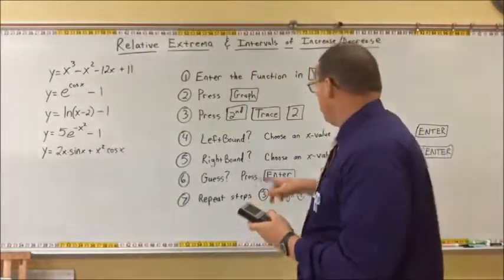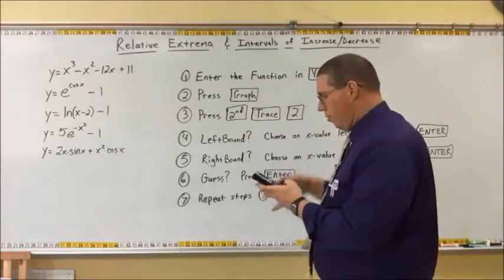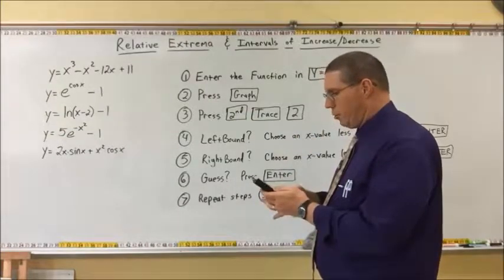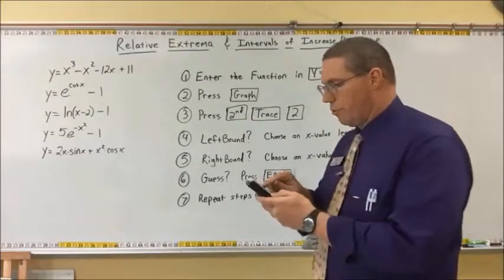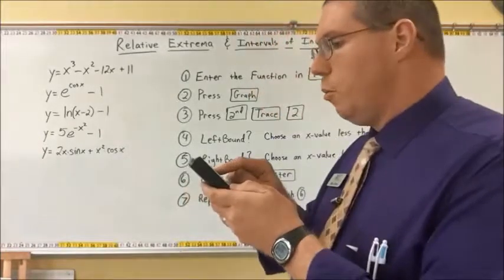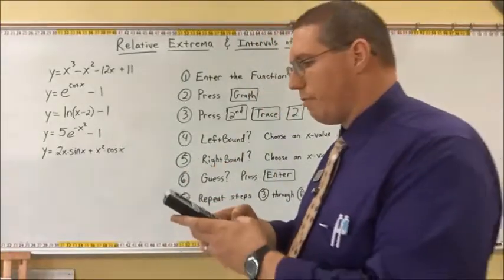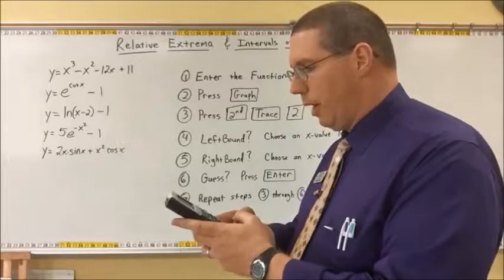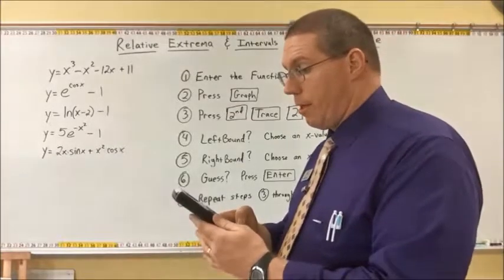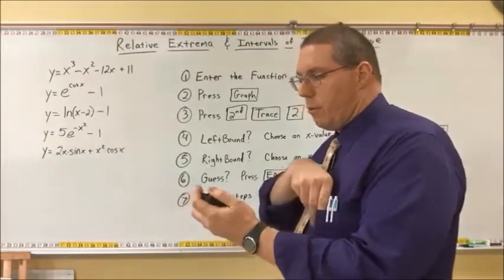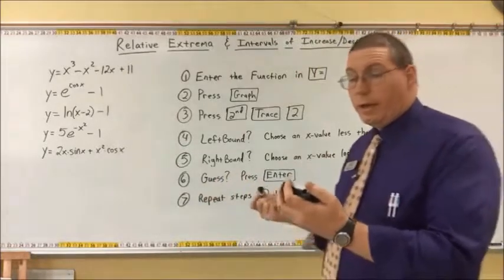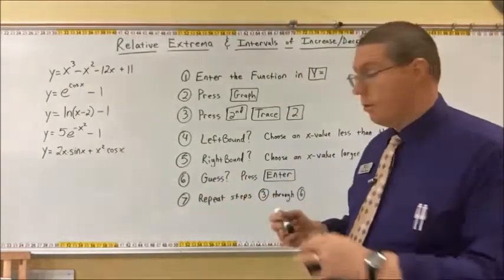So we're going to hit second trace 2. And then this first one right here looks like it's kind of between 1 and 2. So let's try that. Left bound 1, enter. Right bound 2, enter. Guess, just press enter. And it says there's a 0 at 1.5707963. That's actually pi over 2 is what it is.